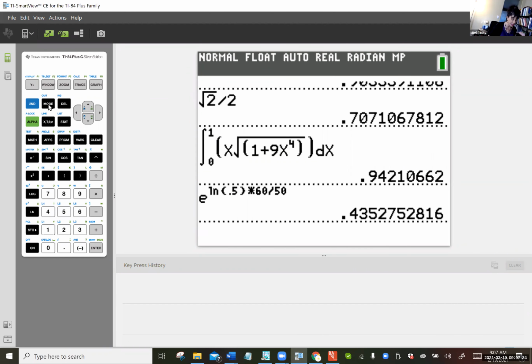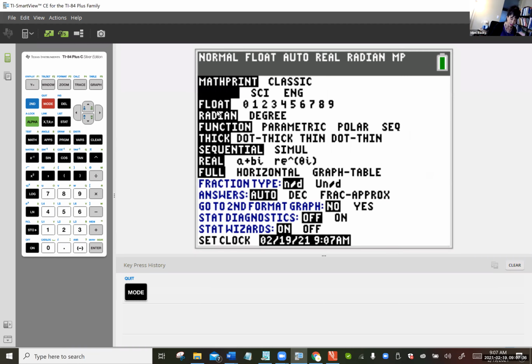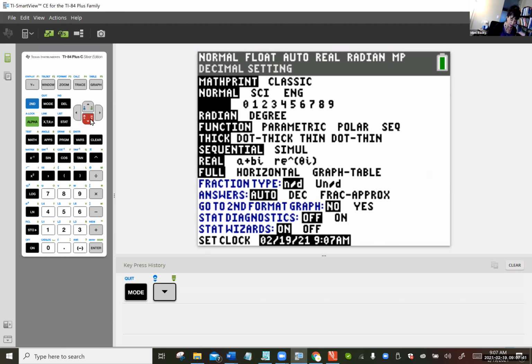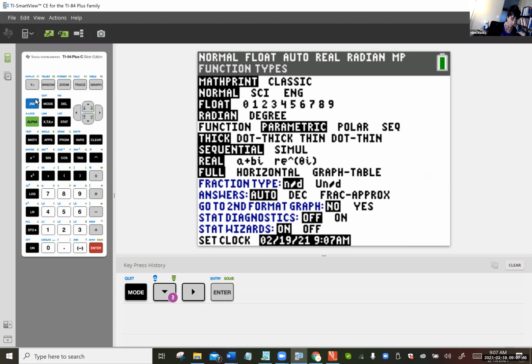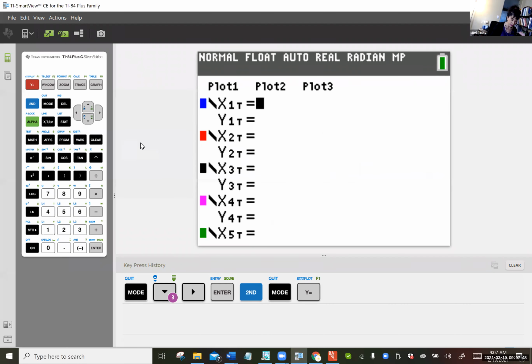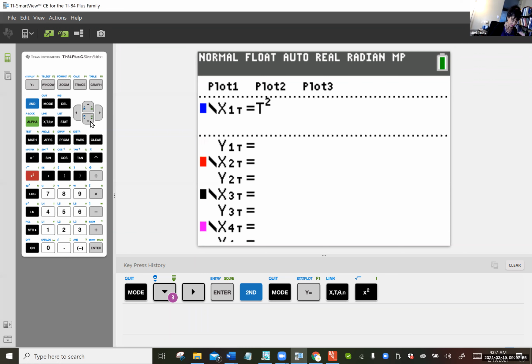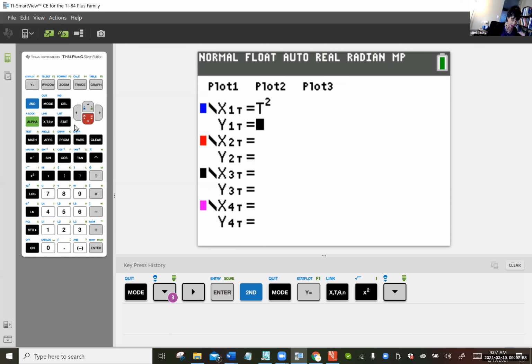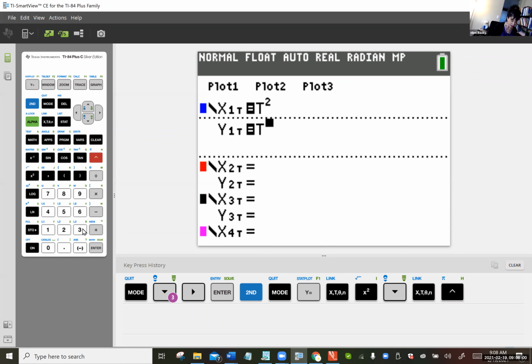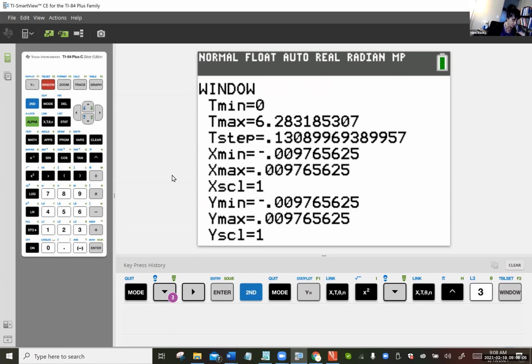So how do you do it? You first have to go into mode and make sure that you're in parametric mode. Right now I'm in function mode, so I need to move my cursor down and change my mode to parametric, hit enter, quit out of this, and then go to y equals, and you'll notice I have x1 of t, y1 of t. So the x1 of t would be for us t squared, and the y equation is t cubed. And then don't hit graph yet. Go into your window and make sure you're getting the full picture, because if you don't get the full picture, I won't give you full credit.